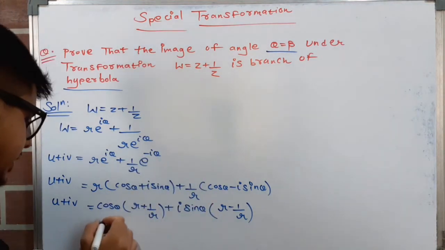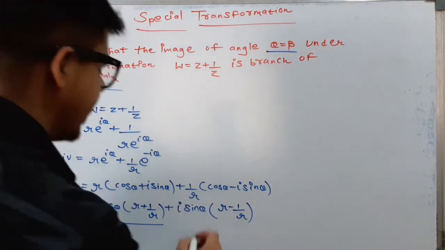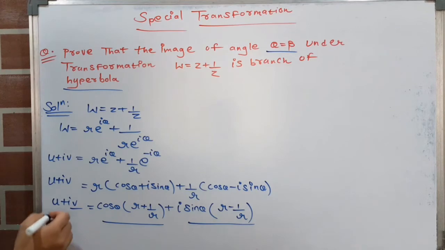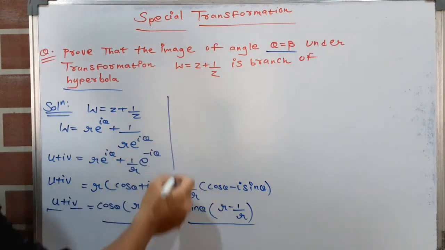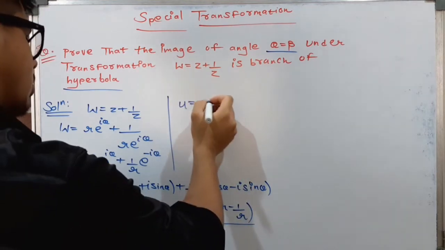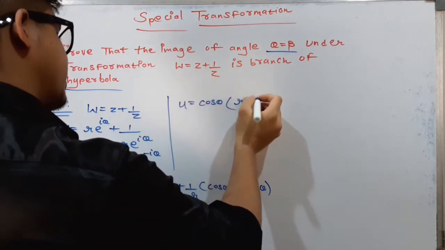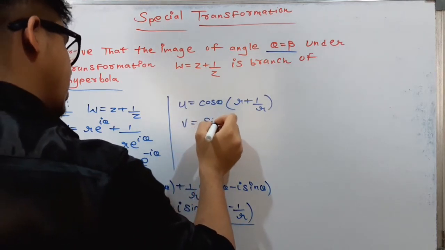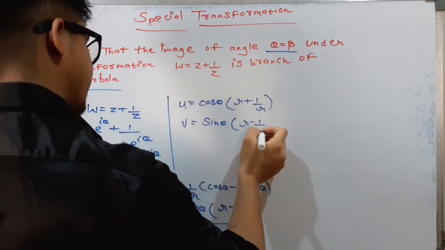So you can see this term is real term, that means real part, and this part is the imaginary part. And on the left hand side V is the imaginary part and U is the real part. So we will separate the real and imaginary part. So U equals to cos theta into R plus 1 upon R and V equals to sin theta into R minus 1 upon R. Okay.